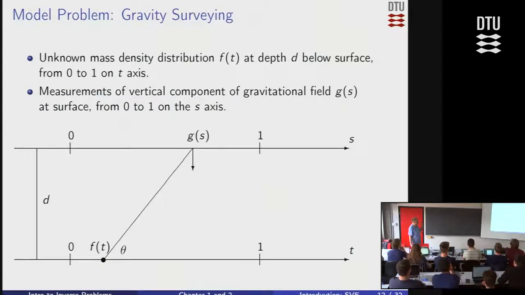That's what you measure up there, and that's what I'm trying to illustrate with that arrow pointing down. That would be the field from a particular little mass that I have put there at position t below the Earth. Now we need to set up a mathematical model that tells us, if we put an arbitrary distribution of mass f along the t-axis, how can we evaluate the corresponding vertical component of the gravitational field g at the surface?